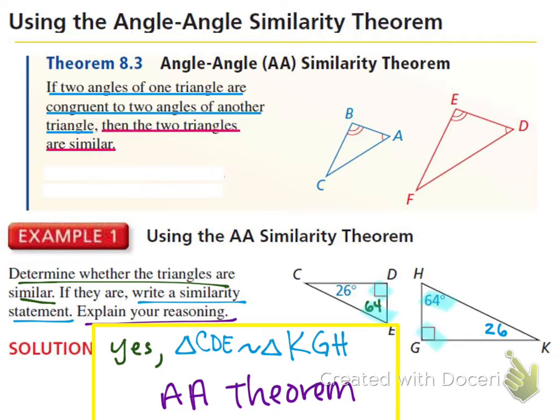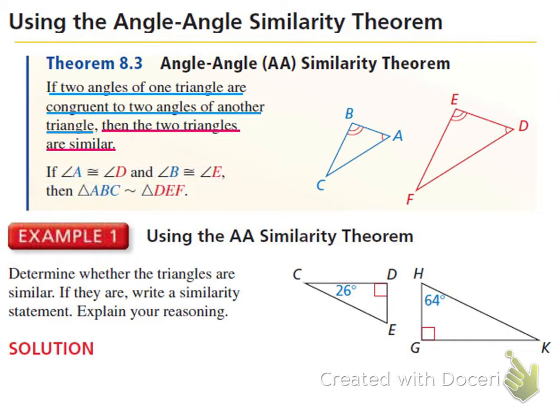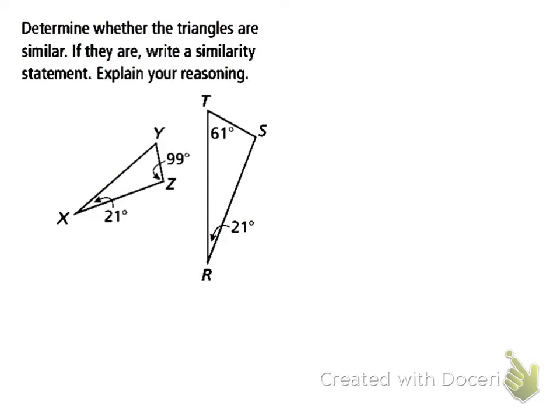And then we're just going to practice it. Determine whether the triangles are similar. If they are, write a similarity statement and explain your reasoning. All right, so we only have 2 of the angles. They don't match at the moment. We have 21, 99. We have 61 and 21.